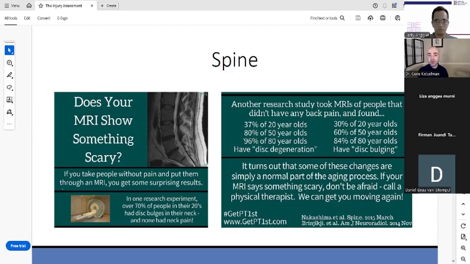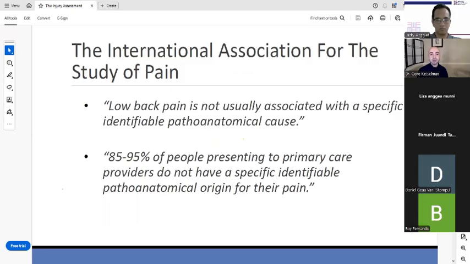And another research study looking at MRIs of people that didn't have any back pain found that 37% of 20-year-olds, 80% of 50-year-olds, 96% of 80-year-olds all had disc degeneration. And 30% of 20-year-olds, 60% of 50-year-olds, and 84% of 80-year-olds have disc bulging. So it turns out, as I just spoke about, that some of these changes are simply a normal part of the aging process and do not necessarily correlate with pain. All right.